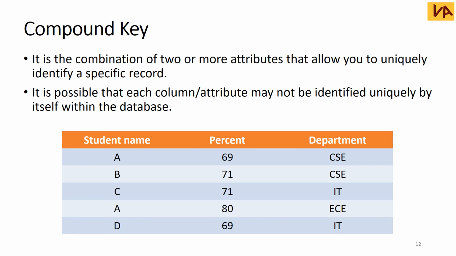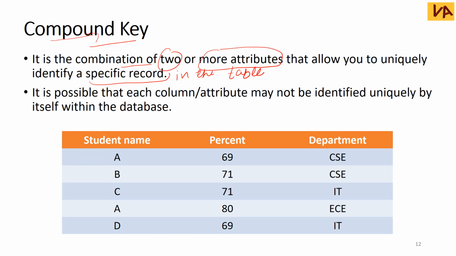Let's talk about the compound key. It is the combination of two or more attributes. As the name is already telling you, compound means the mixture of two or more than two attributes. So it is a combination of two or more attributes that allows you to uniquely identify a specific record in the table, right?